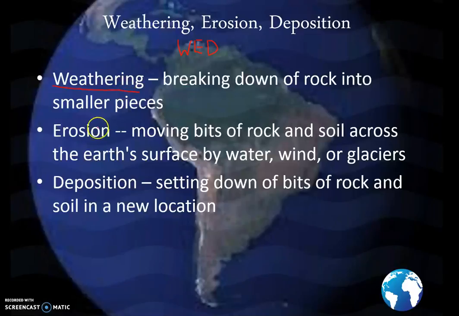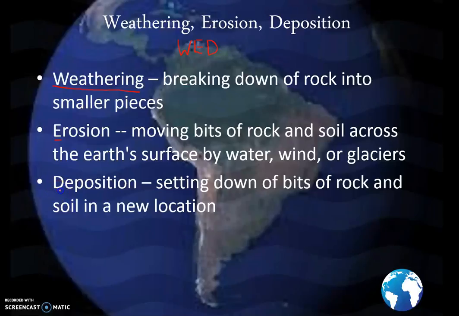So then once the rock has broken down, R-E, erosion can happen. So erosion is actually the moving of those tiny broken bits of rock and soil across the Earth's surface by many of the same forces that we just talked about with weathering. So the same forces are going to break down the rock and then move it.